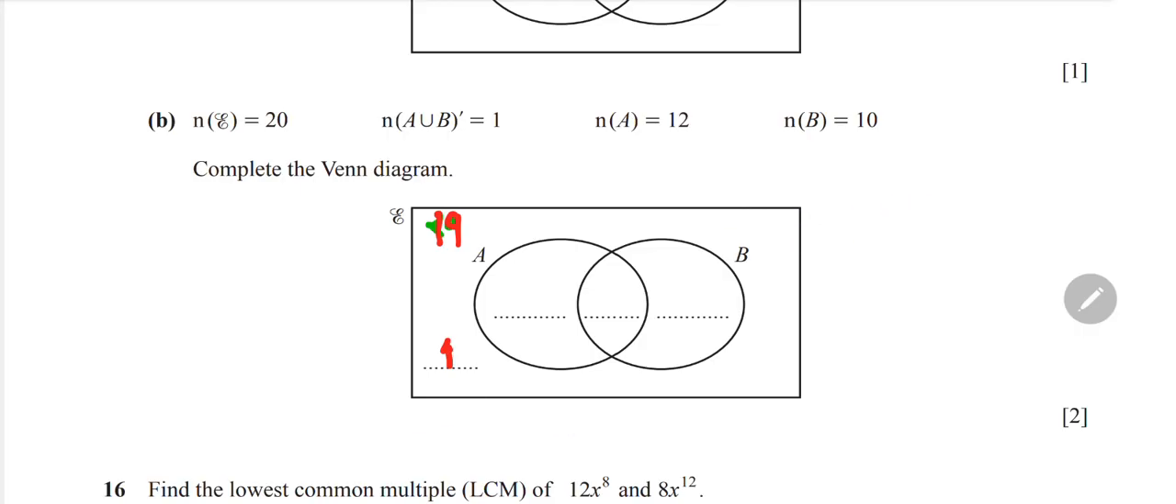12 plus 10, what does it become? 22. But we have 19, it means 3 elements must be common in both. Okay, so write down 3, which is common. Now subtract 3 from the 12, so we get 9, and subtract 3 from 10, we get 7. So 9 plus 7 is 16, plus 3 is 19, plus 1 is 20. So remove this portion. No need to write down the rest.